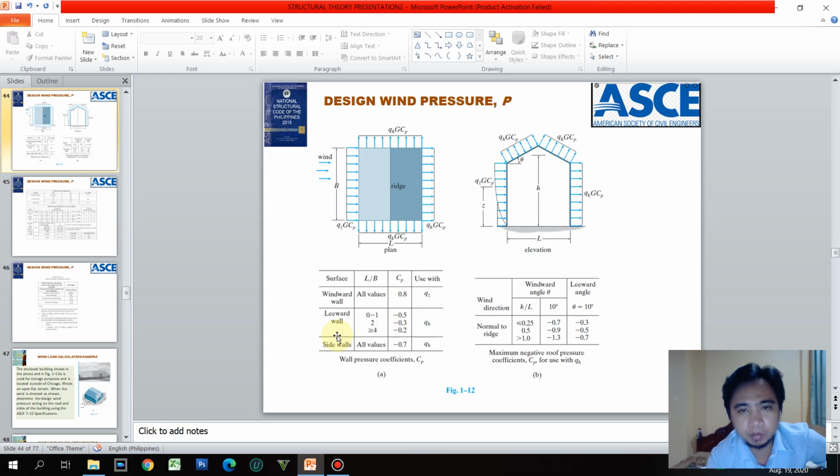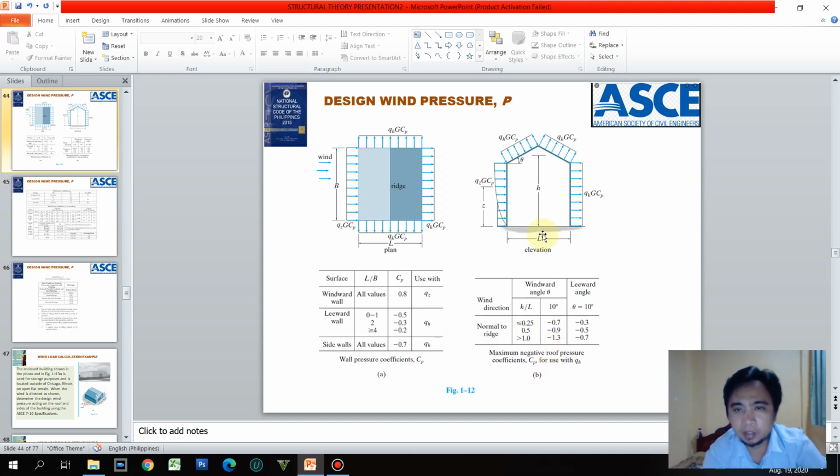And then the leeward wall. So this is the windward wall, and the other side is the leeward wall. Again, L over B, we have some values here. We have QH as compared to this, and then for side walls, all values should be negative 0.7.